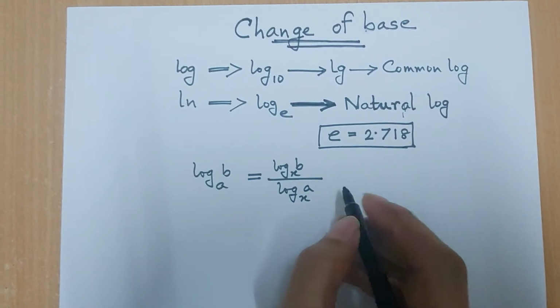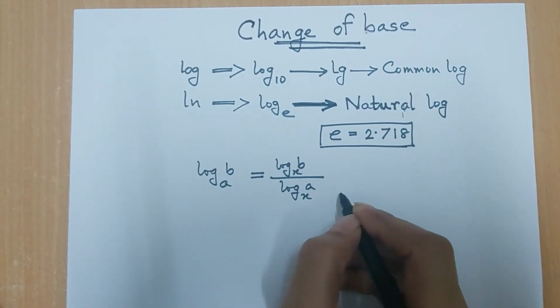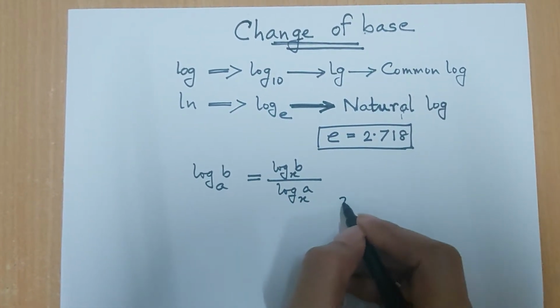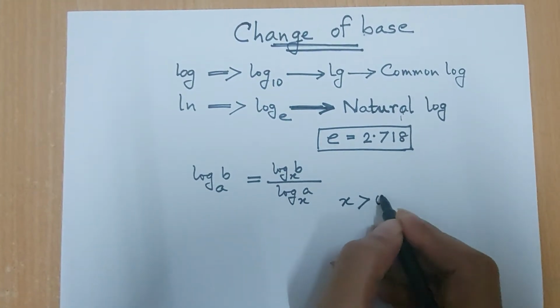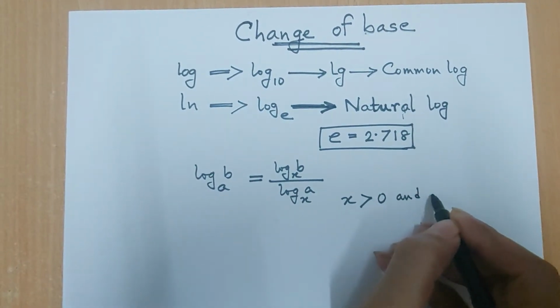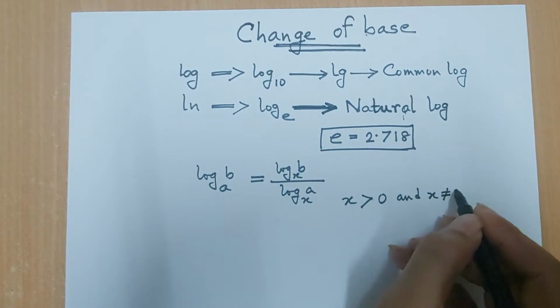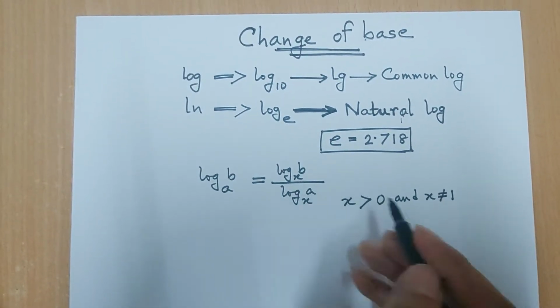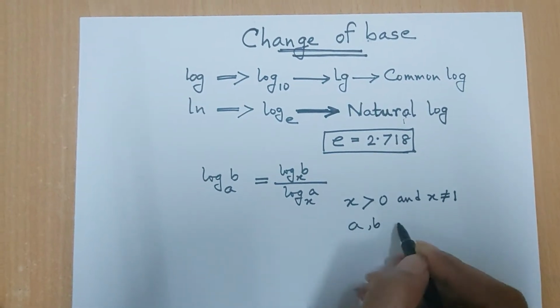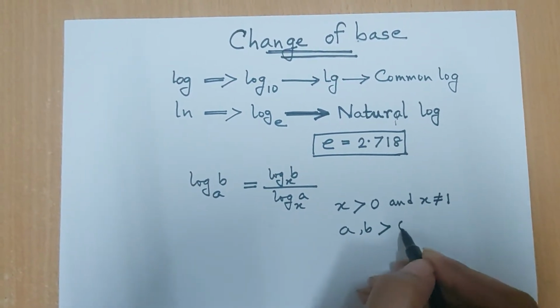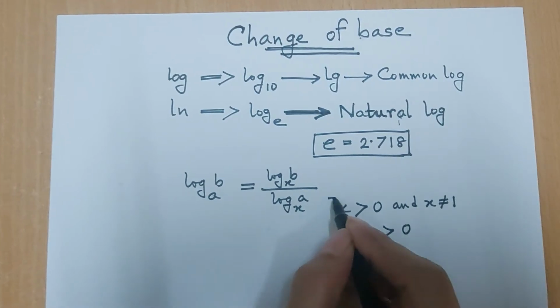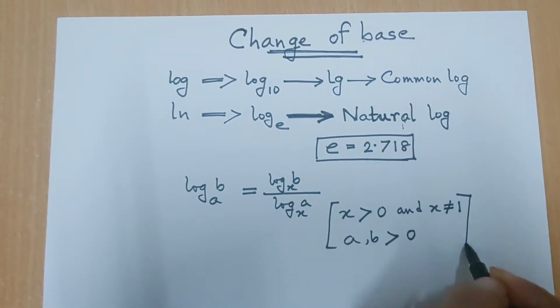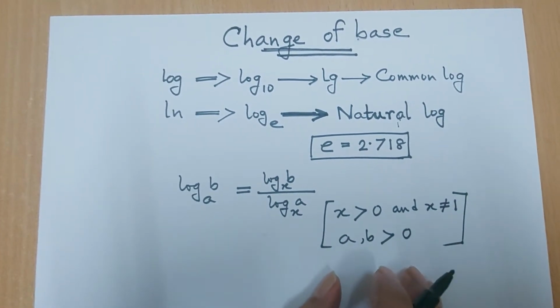For this formula, the base, that means x, must be greater than 0 and x must not be equal to 1, and the arguments, that is b and a, both must be greater than 0. These conditions must be followed.